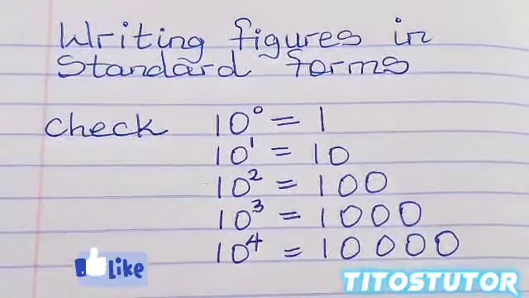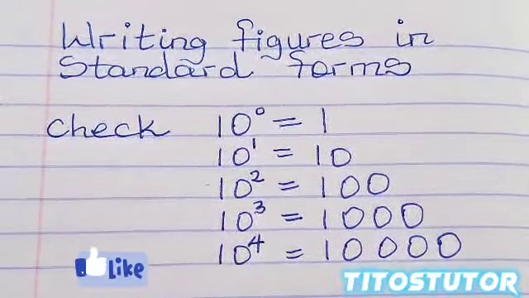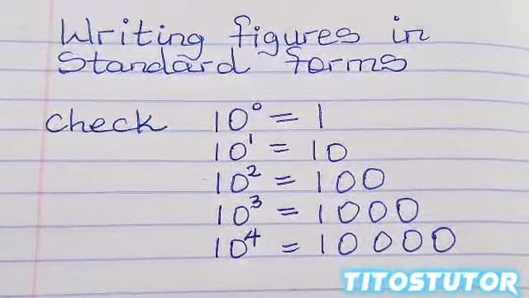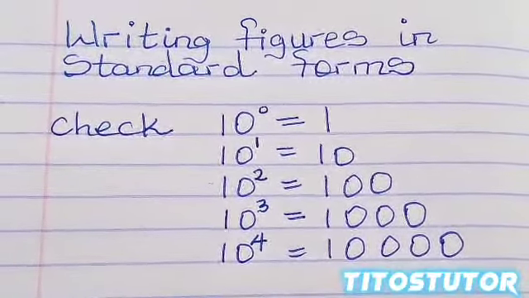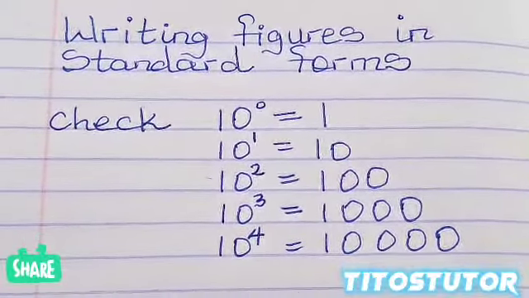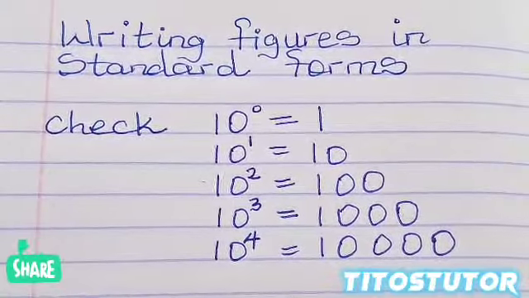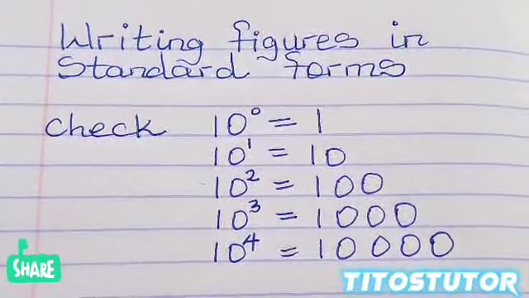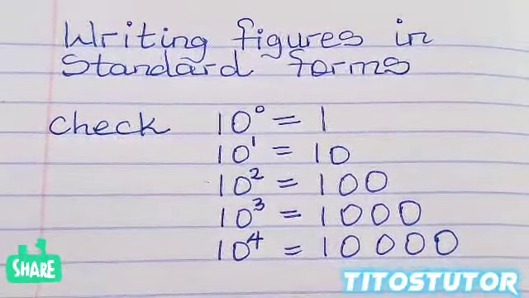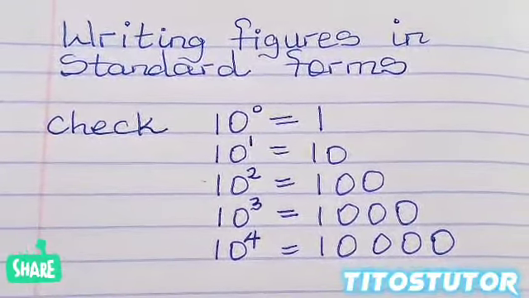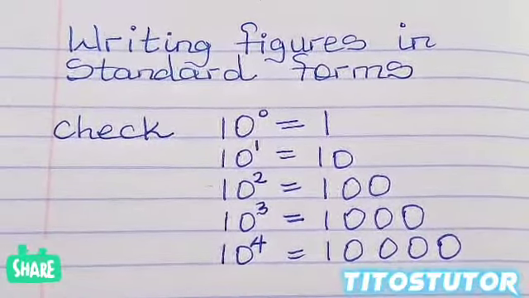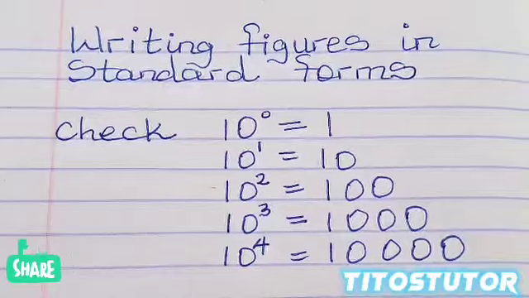Let's check these powers of 10 out. 10 raised to the power of 0 is 1. 10 raised to the power of 1 is 10. 10 raised to the power of 2, 10 times 10, is 100. 10 raised to the power of 3, 10 times 10 times 10, is 1000. 10 raised to the power of 4, 10 times 10 times 10 times 10, is 10,000.